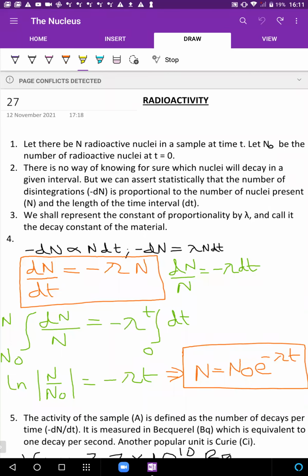Now, there is no way of knowing for sure which nuclei will decay in a given interval. This is not as black and white as applying a force on an object and expecting an acceleration from that object. So this is what we call non-deterministic physics. Here we have to rely on probabilities and statistics. We can't exactly predict whether, among all these nuclei, this particular nucleus will decay or not.